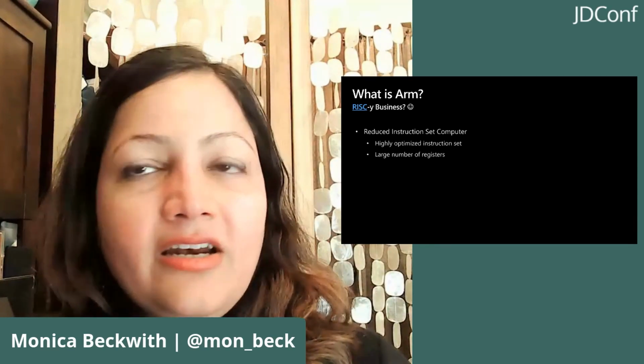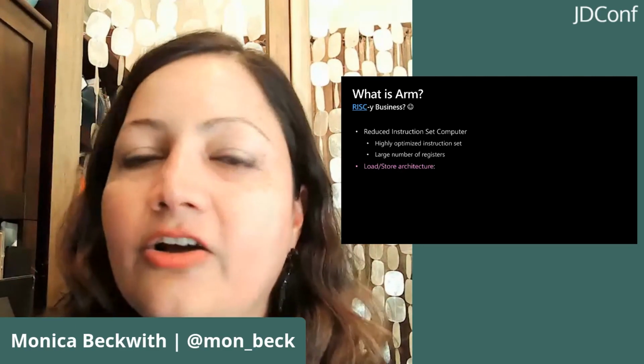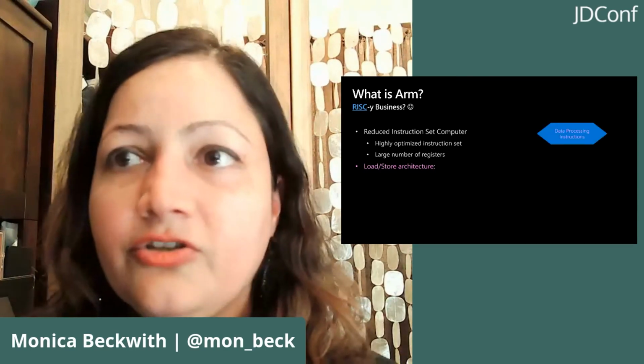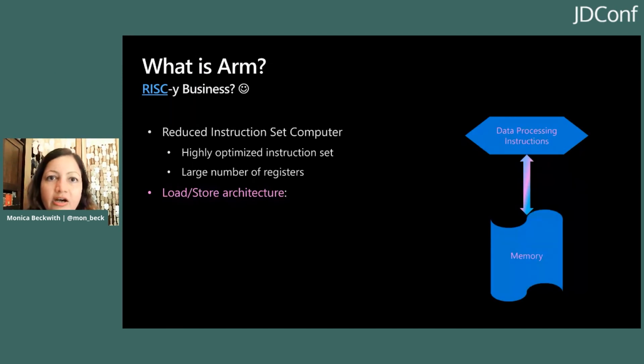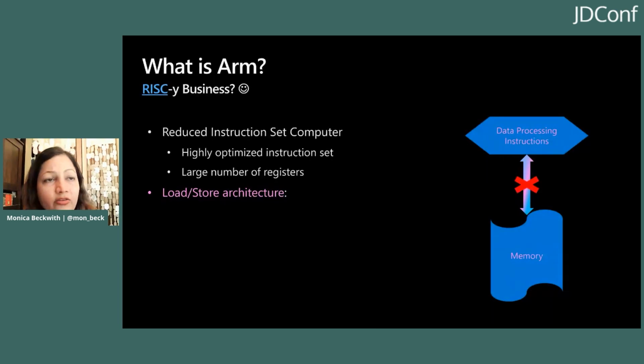If there's one thing that I'd like you to take away from this slide, that would be the load store architecture. So, for example, when you're operating on an x86-64 architecture, you have this complex instruction set that does a lot of data processing, and it can directly access the memory. This is not possible on an ARM architecture.